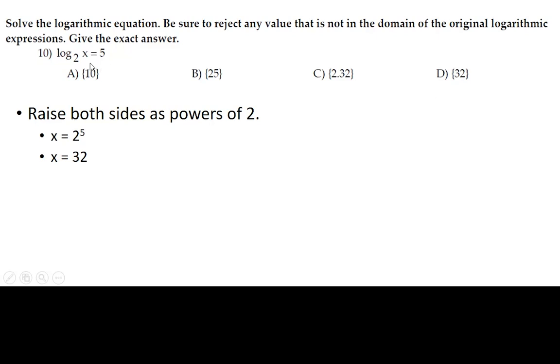You also could have thought of this another way. Remember, a logarithm is an exponent. So base 2 exponent 5 gives us what? 2 to the 5th gives us 32. So you could have thought of it that way as well.